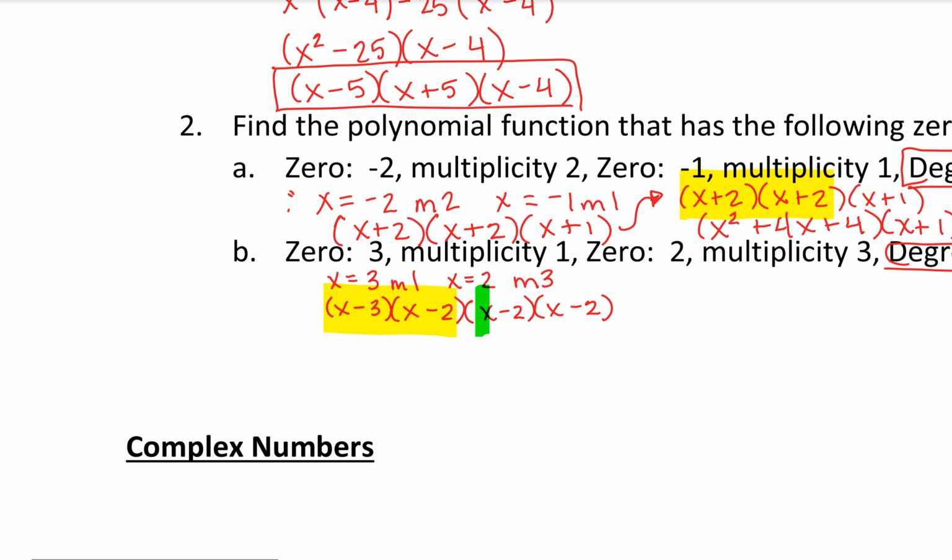And then we're going to do the second 2. So if I multiply my first 2, I'm going to end up with x squared minus 5x plus 6. And if I multiply the second 2, I end up with x squared minus 4x plus 4.